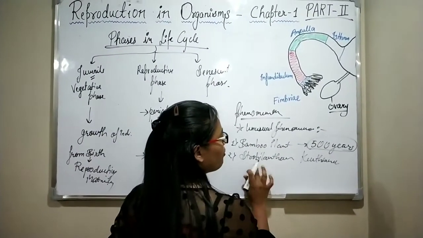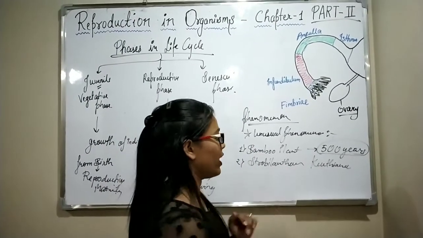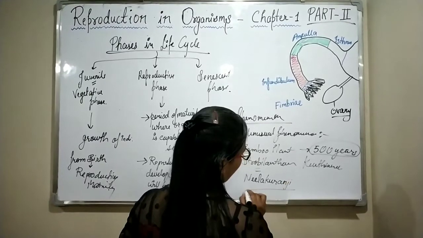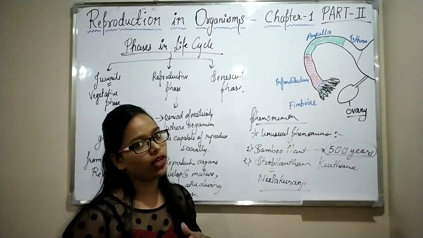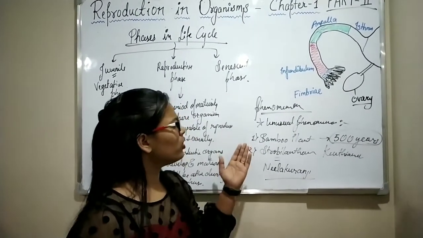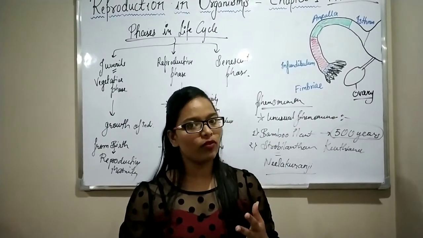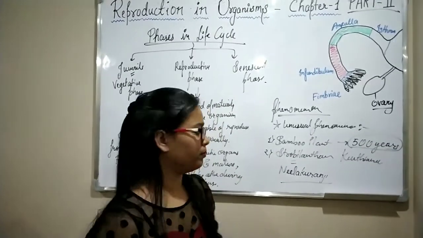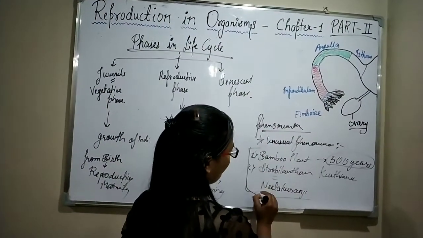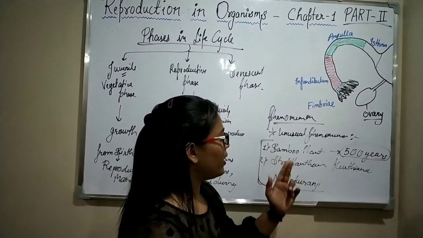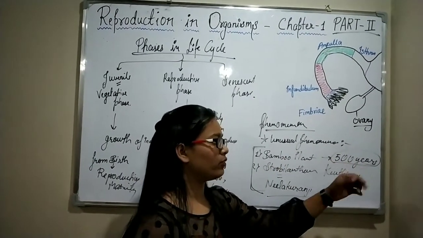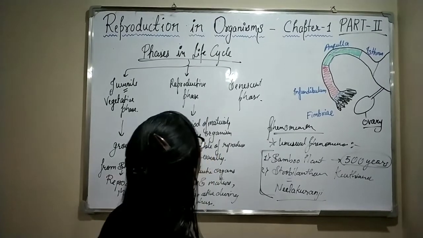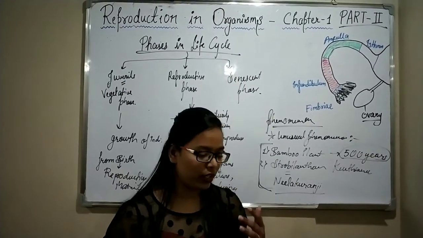Then the second example given in your NCERT book is Strobilanthes kunthiana, which is also known as Neela Kuranji. It shows flowering once in 12 years. After every 12 years, it shows flowers. What does it mean? If there is a flower, it is in the reproductive phase. Only in the reproductive phase can a plant flower. So bamboo plant flowers once in 500 years, almost negligible, and Neela Kuranji flowers once in 12 years. These are the unusual phenomena given in your NCERT textbook. Now we will talk about the cycles.